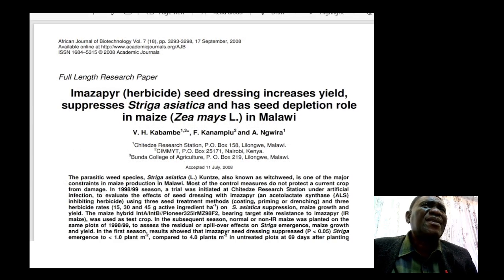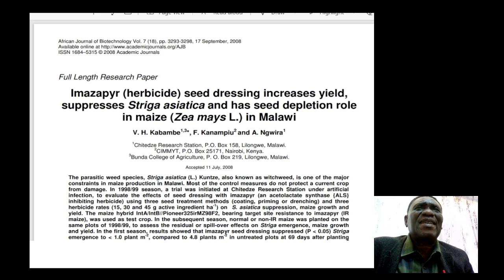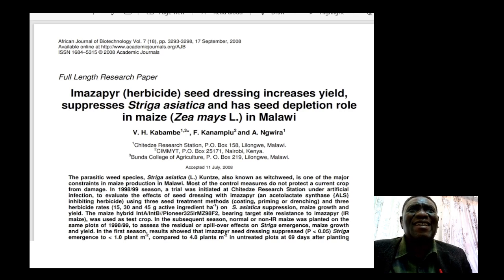Now, if you want more information on this, you can read this paper if you are interested. But the message is that we now have maize which can be treated with imazapyr. It's already carrying the herbicide when the farmer buys the seed.